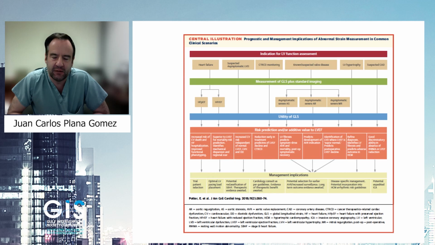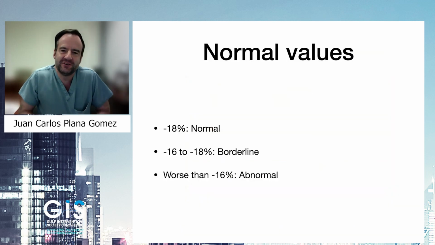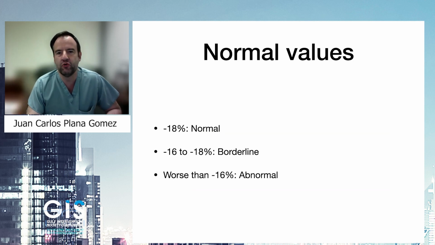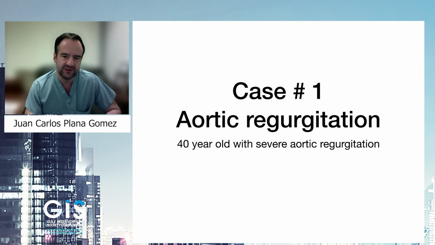I'm going to use a case to show you how we use it on clinical grounds, and we're going to review the application of this technology in aortic and in mitral valve regurgitation. So before I do that, and since this is a talk given to interventional cardiologists, I want to make you familiar with the normal values. Global longitudinal strain is negative. The more negative, the better. What we consider normal is more negative than minus 18. We consider borderline between minus 16 and minus 18, and we consider abnormal less than minus 16. But I'm going to share with you what are the thresholds that work for assessment of aortic and mitral valve disease.